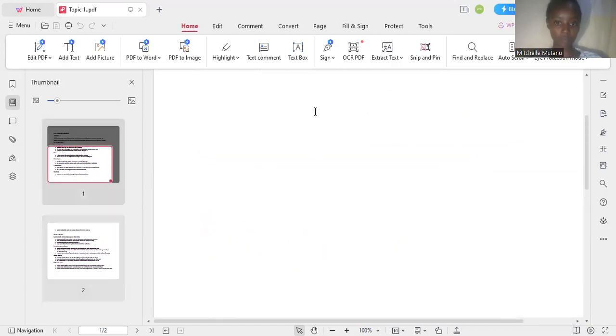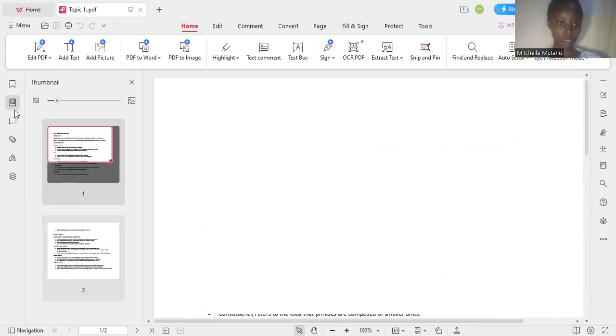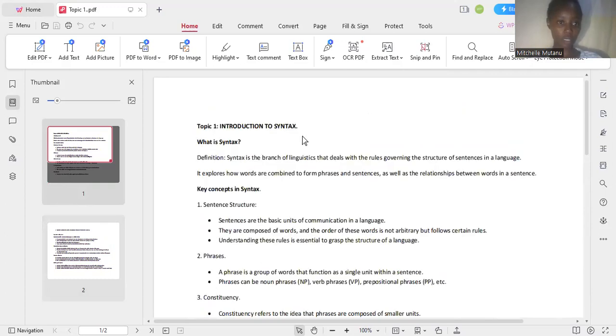Now, in the definition of syntax, we are told that syntax is the branch of linguistics that deals with the rules governing the structure of sentences in a language. It explores how words are combined to form phrases and sentences, as well as the relationship between words in a sentence.